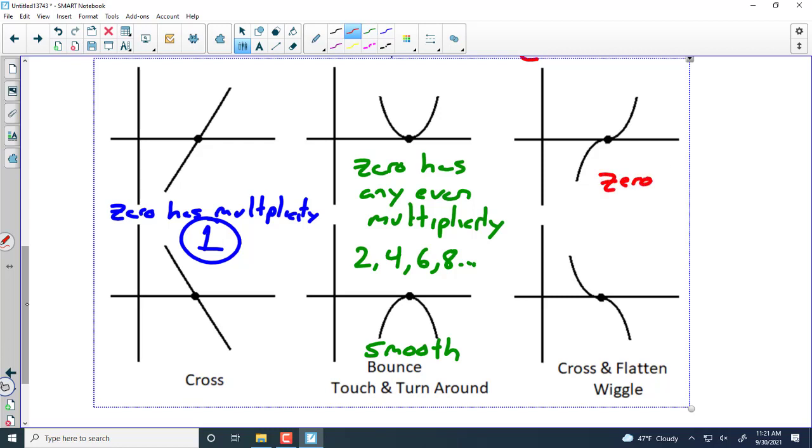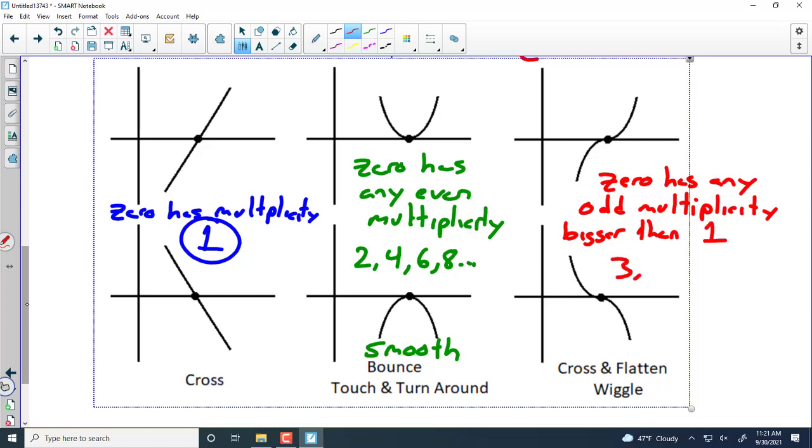That means 0 has any odd multiplicity bigger than 1. This one's hardest for people to remember, but this would be if your multiplicity was 3, 5, 7, or 9. In other words, with an odd multiplicity you always cross. Any odd multiplicity bigger than 1. So you're still going to cross on any odd multiplicity, but when it's bigger than 1, when it's like 3, 5, 7, or 9, you do this little wiggle action.